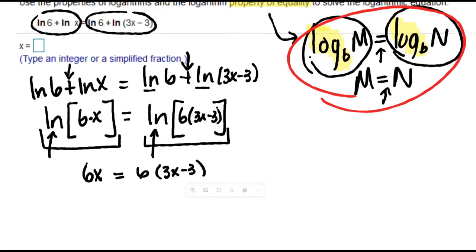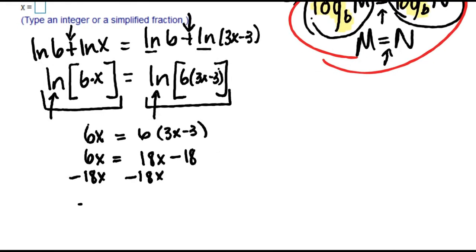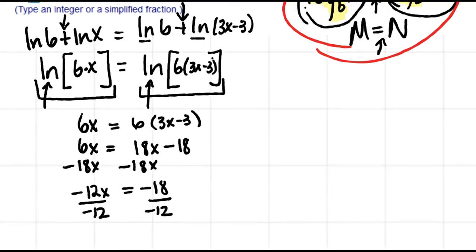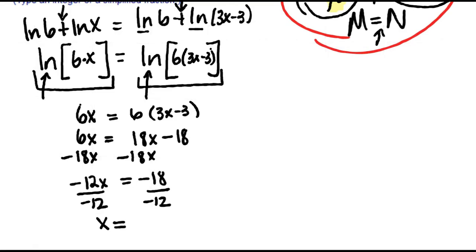So now I'll solve this linear equation. Let's get rid of parentheses by using the distributive property. That's 18x minus 18. I'll move all the x's to the same side. I'm subtracting 18 on both sides. That gives me a negative 12x equals a negative 18. I'll divide both sides by negative 12. And that'll give me x equals, and let's reduce that, 6 goes into both of them. That will be 3 over 2.